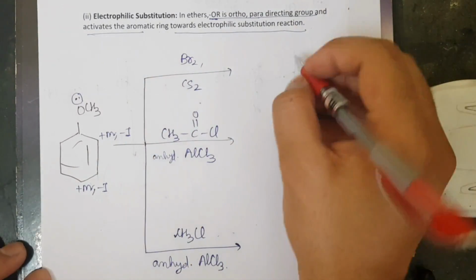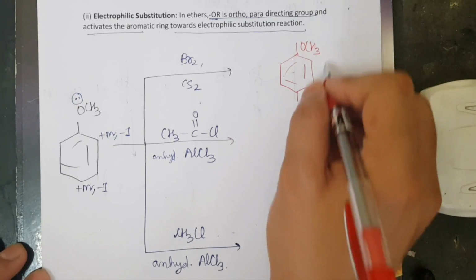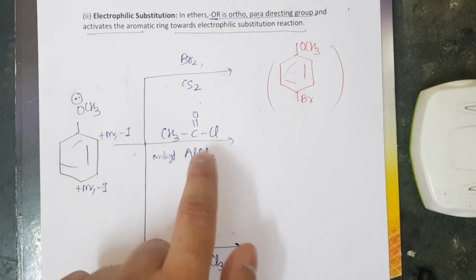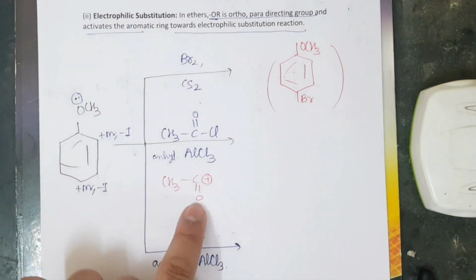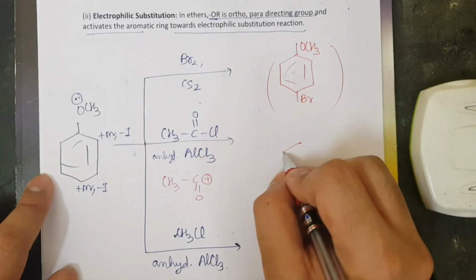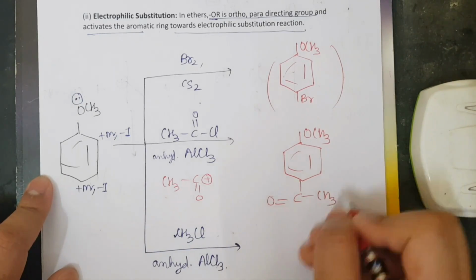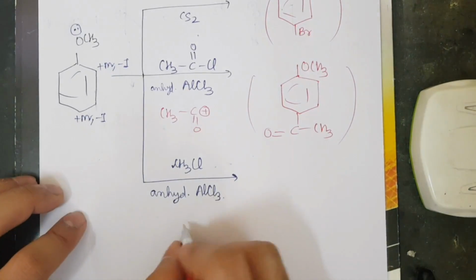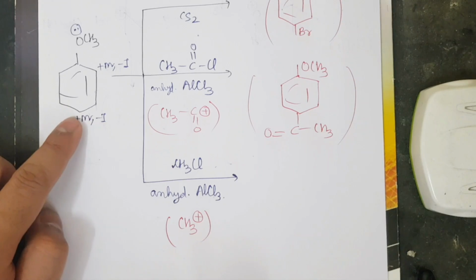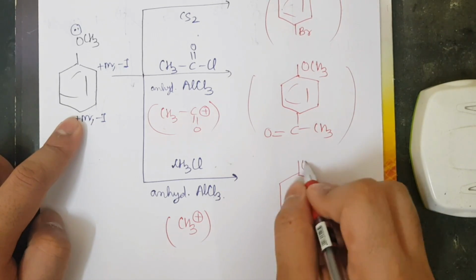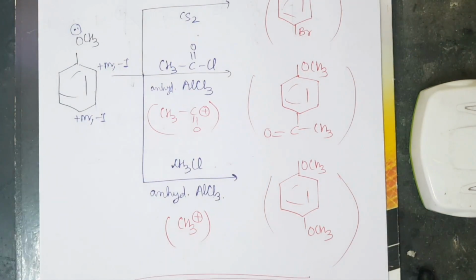So Br2 in CS2, what does it do? Monobromination. So monobromination happens, and the para will be the major product. Friedel-Crafts acylation: we get the formation of an intermediate, which is this compound. So electrophilic substitution will happen at the para position, giving me the formation of OCH3 and C=O CH3. Now here we have CH3Cl, AlCl3, so we get the formation of CH3 plus. Okay, so CH3 plus will react at the para position, giving me the formation of this compound which I have written here. So this completes the chapter alcohols, phenols and ethers.